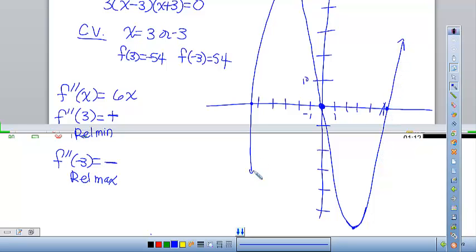And we were able to do all of that without having to graph it on our calculator, which is what I'm going to expect you to do on the test.